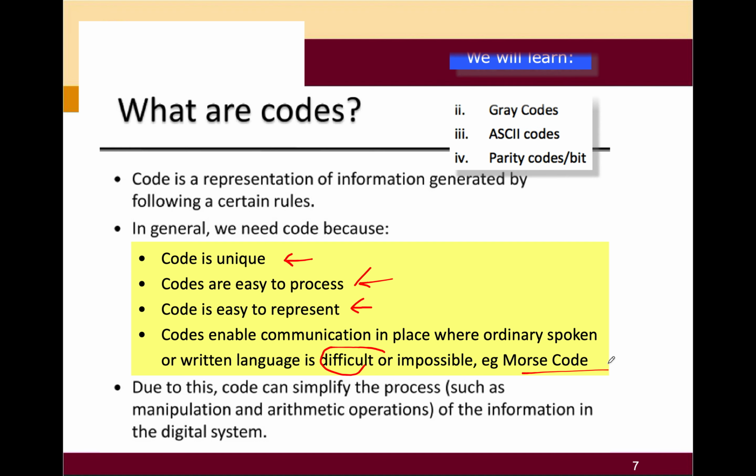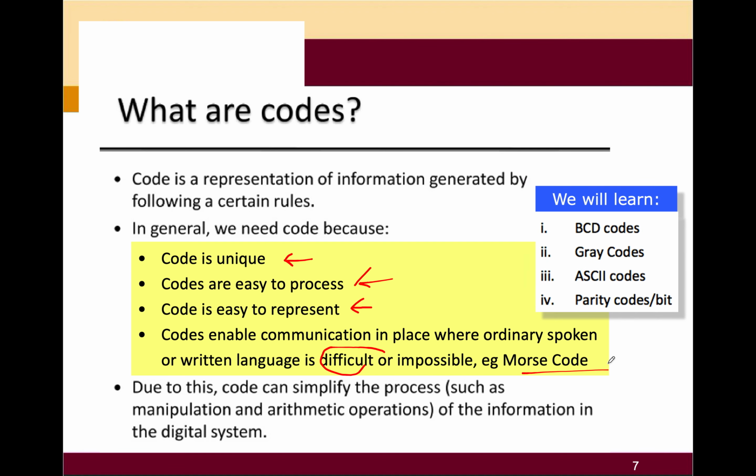Due to this, code can simplify the process, such as manipulations and arithmetic or algorithms of the information in the digital system. So what we're going to learn in this video, in these subtopics, is 4 codes: first is BCD, second is gray code, third is ASCII code, and last one is parity code or bits. I think there is another one. We will learn the parity codes or bit first, and lastly the ASCII code.